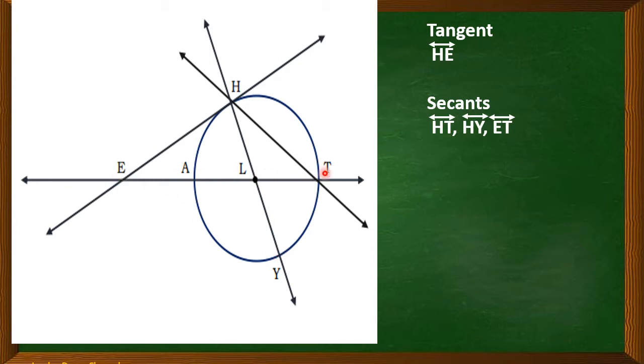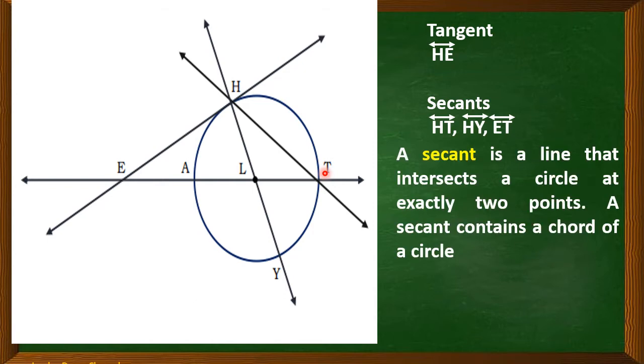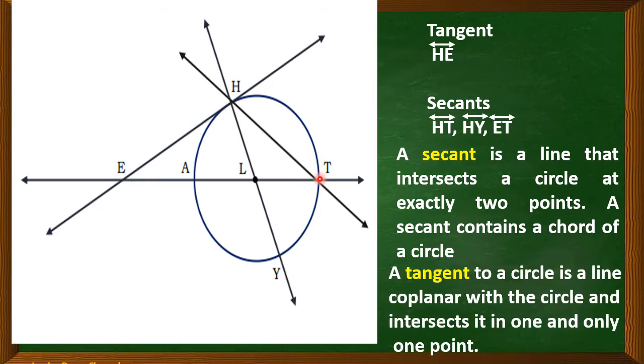Now, what's the difference between tangent and secant? As a review, a secant is a line that intersects a circle at exactly 2 points. Just like line HT, it intersects at point H and point T. On the other hand, a tangent to a circle is a line coplanar with the circle and intersects it in one and only one point, just like line HE or EH. It has only one point of intersection.